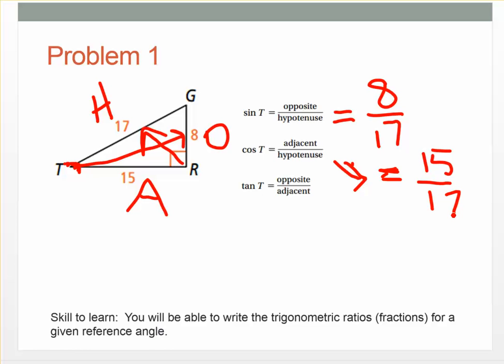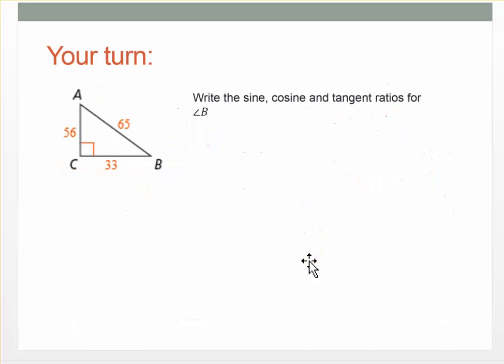And then the last one here is the tangent. That one is the opposite over the adjacent, which is 8 divided by 15. So when you're asked to find the trigonometric ratios, all you have to do is create the fractions. Easy peasy. Now I'm going to go to the next one, which is an example for you to work out. This one is your turn to practice.